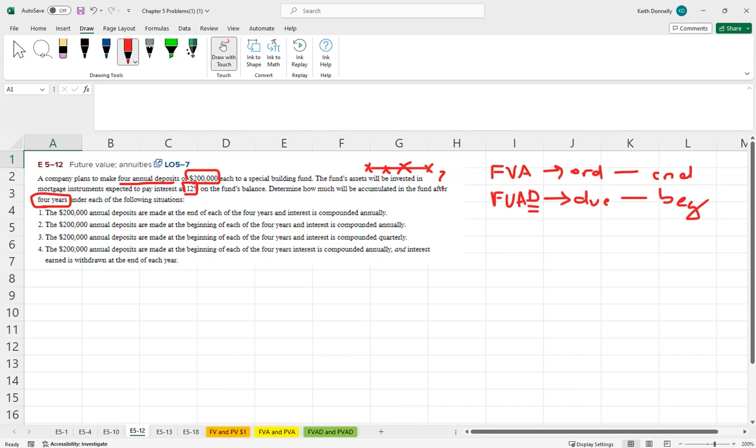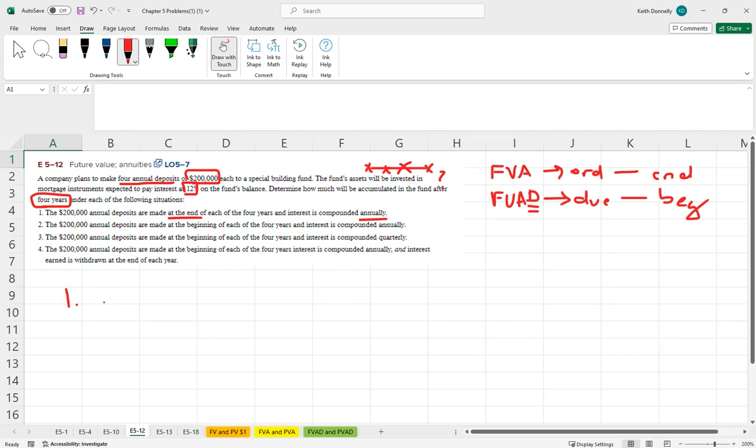So number 1 says the 200,000 annual deposits are made at the end of each year, and interest is compounded annually. Okay, nothing too hard here. We know if it's annual, we don't have to convert. We can use the I and N as given. How do we do this for number 1?